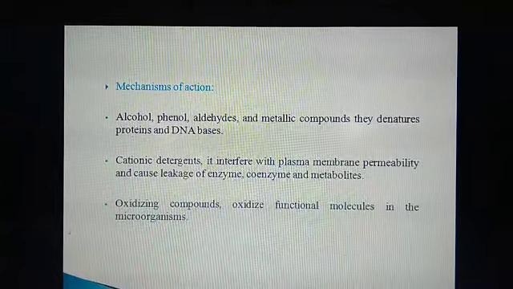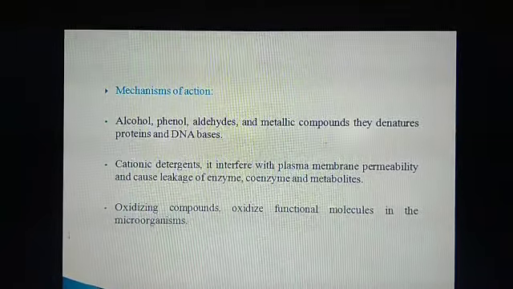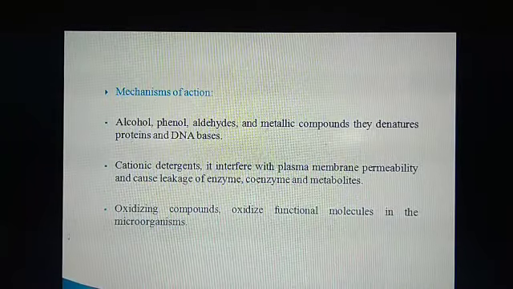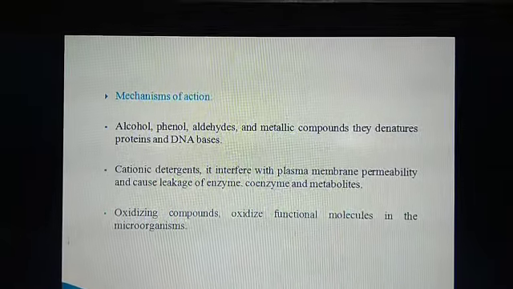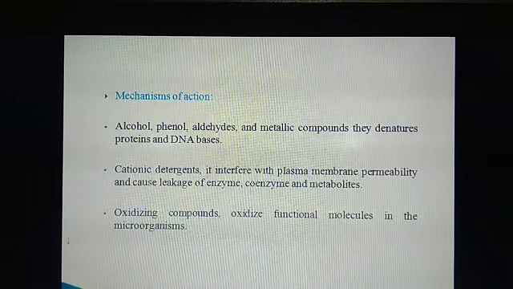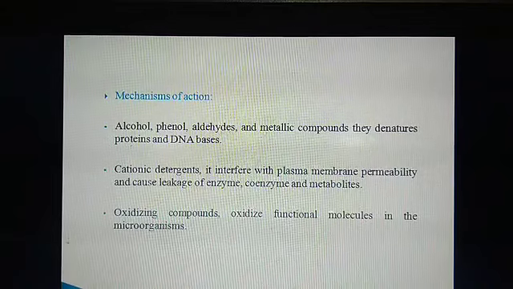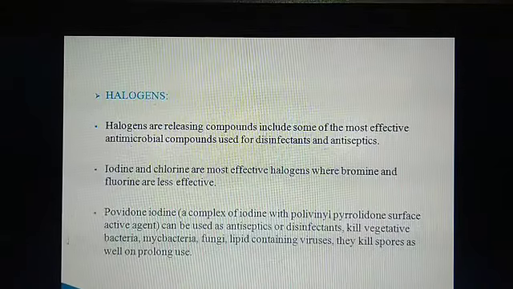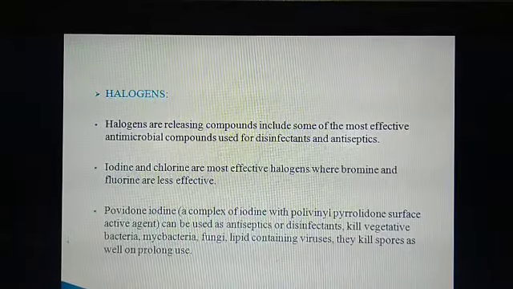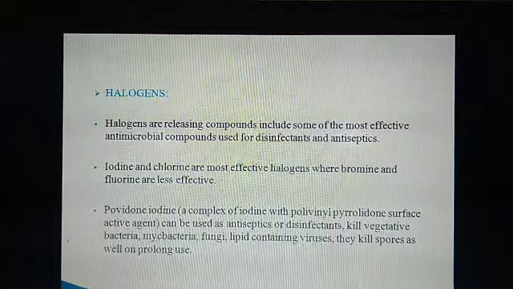Then lastly, some agents like oxidizing compounds, for example hydrogen peroxide. They oxidize the functional molecules in the organisms. So these are the various mechanisms that they follow for causing their antiseptic activity. Then some drugs we will be discussing here.